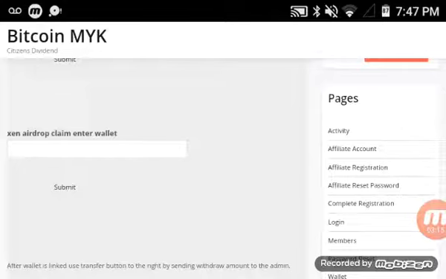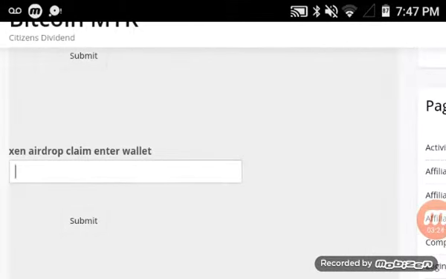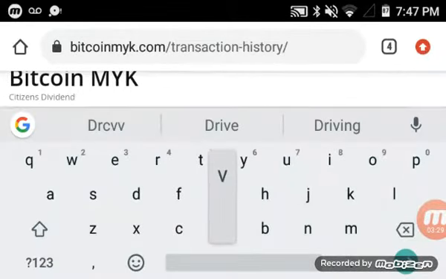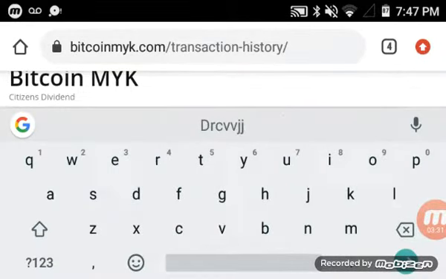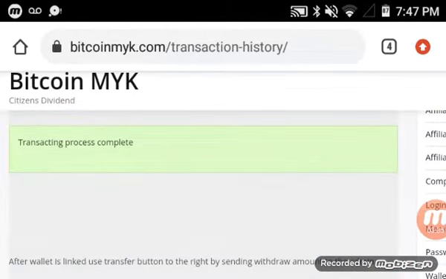So it's very easy. As soon as you enter your MetaMask wallet here, in this button where it says Zen airdrop, right? I'm just going to enter a dummy, fake wallet, right? Let's see here. And you see where it says transaction complete, right? The transaction process is complete. So what that means is that the system has received your address. Now it should appear in your MetaMask wallet under the Polygon network.